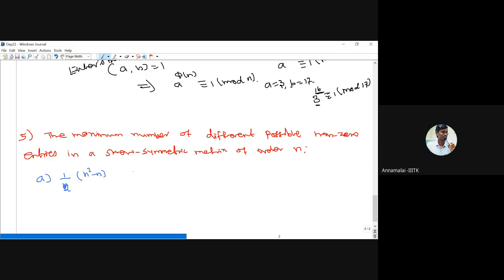So actually it's nothing but the dimension. They are asking the dimension of the skew symmetric matrix of order n. And 1 by 2 times n square plus n is the second option. Third option is n square. The fourth option is none of the above. Answer is A, sir. Yeah, because n into n minus 1 by 2. Yeah, so this is the correct answer. Okay.